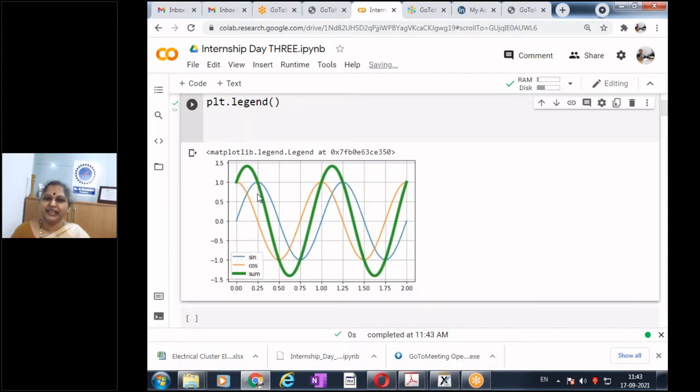So I know that I am adding a sine wave and a cosine wave, and this is what I get as a sum. I have made it a little prominent by making it a little thicker. Have you done it? Did you all get this output?